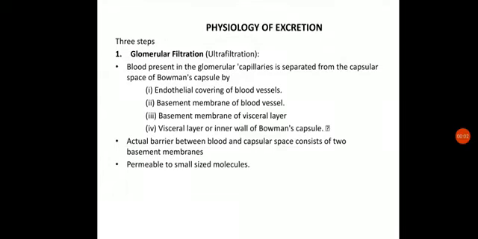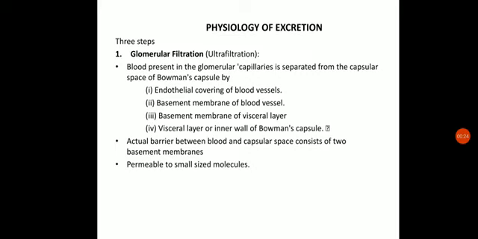Okay, so let us start with the physiology of excretion. Till now we have studied the different types of excretion and the structures of the excretory system, that is the structure of the kidney, nephron, ureter, urinary bladder and all that. Now we'll be starting with the physiology of excretion. It means the mechanism of how urine is formed, the mechanism of urine formation.